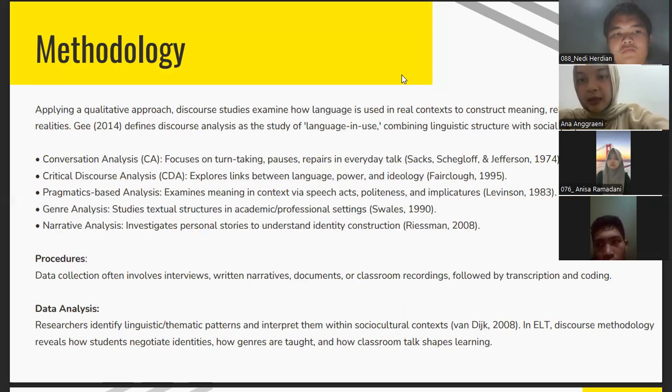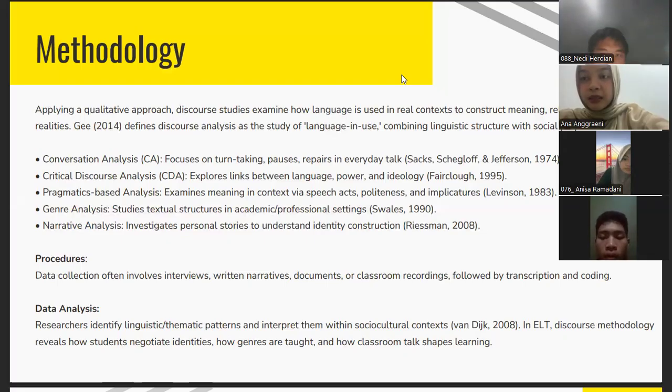Next is CDA, or critical discourse analysis. It examines the connection between language, power, and ideology. For instance, how the media talks about immigrants, or how education policies are framed using certain words that reflect ideology.